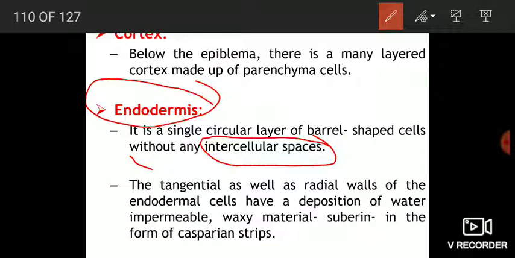The tangential as well as radial walls of these endodermal cells, they possess Casparian strips, which are composed of a waxy substance which is water impermeable, and that waxy substance is known as suberin. Okay, so Casparian strips which are present on radial and tangential walls of the endodermal cells of roots, they are composed of water impermeable suberin.